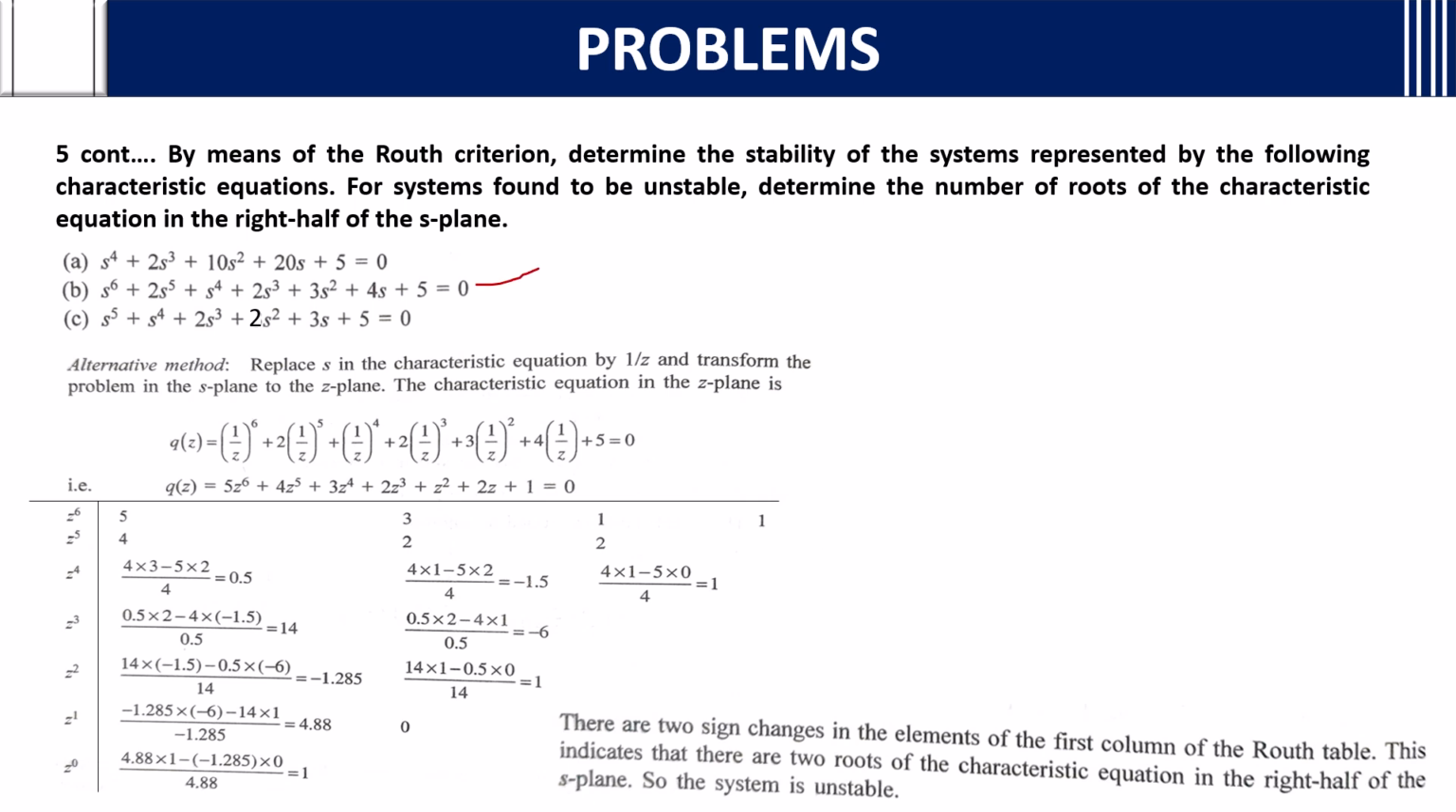What you will get? 1 by z whole power 6, 1 by z whole power 5, 1 by z whole power 4, 2 into 1 by z whole power cube, 3 into 1 by z whole square plus 4 into 1 by z plus 5. You take LCM, you will get the characteristic equation like this. For this characteristic equation, you will write the Routh table.